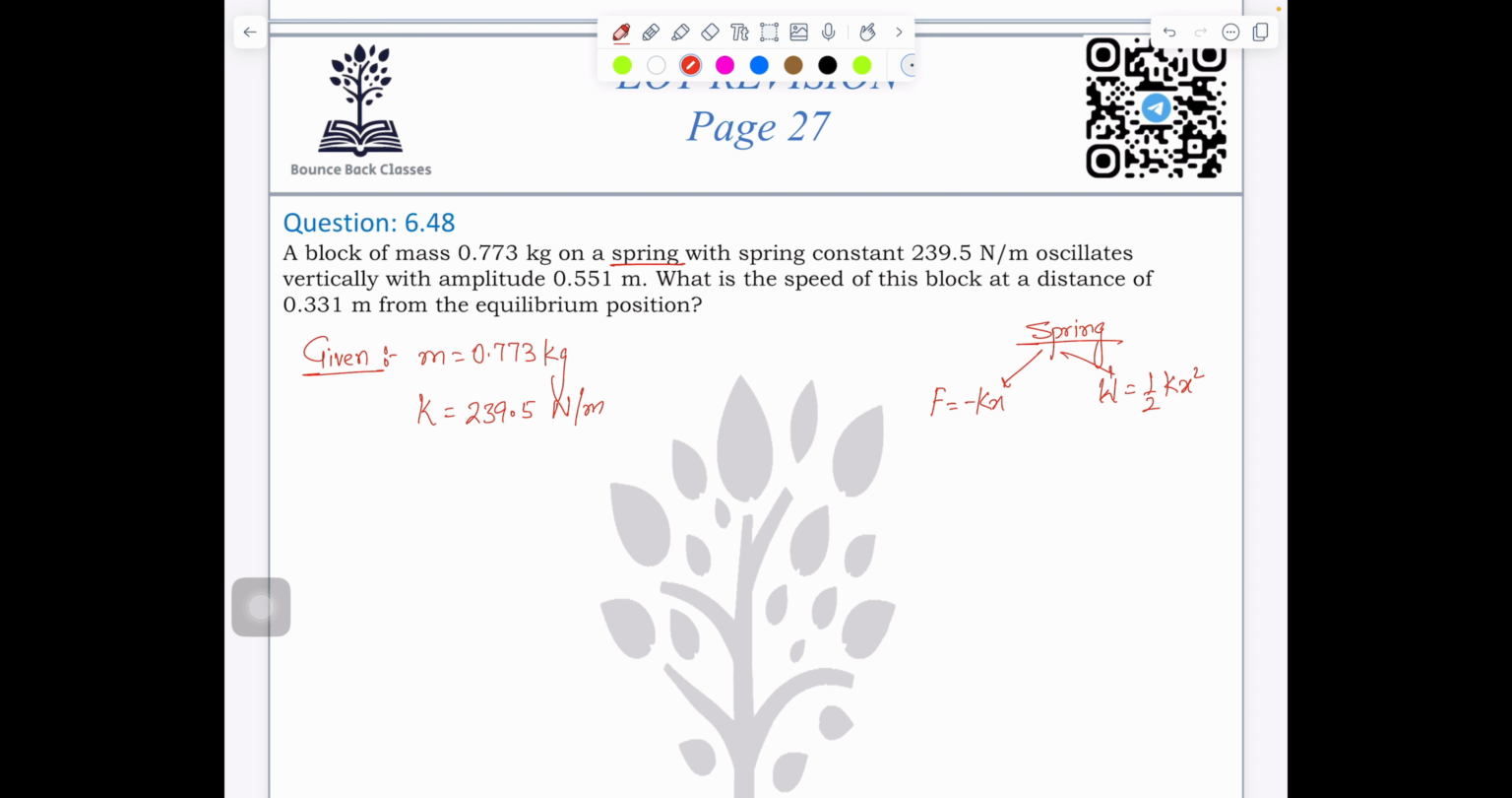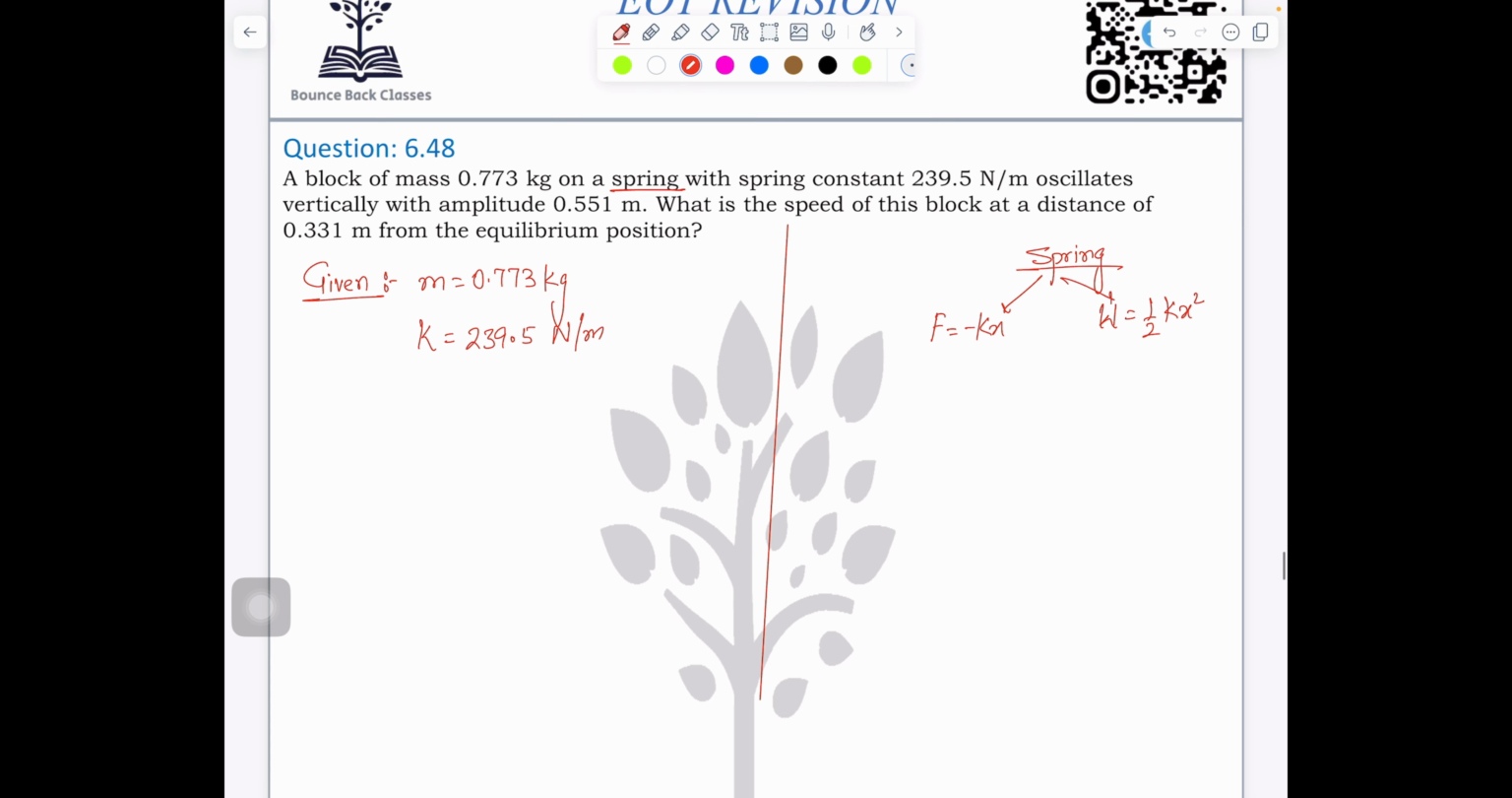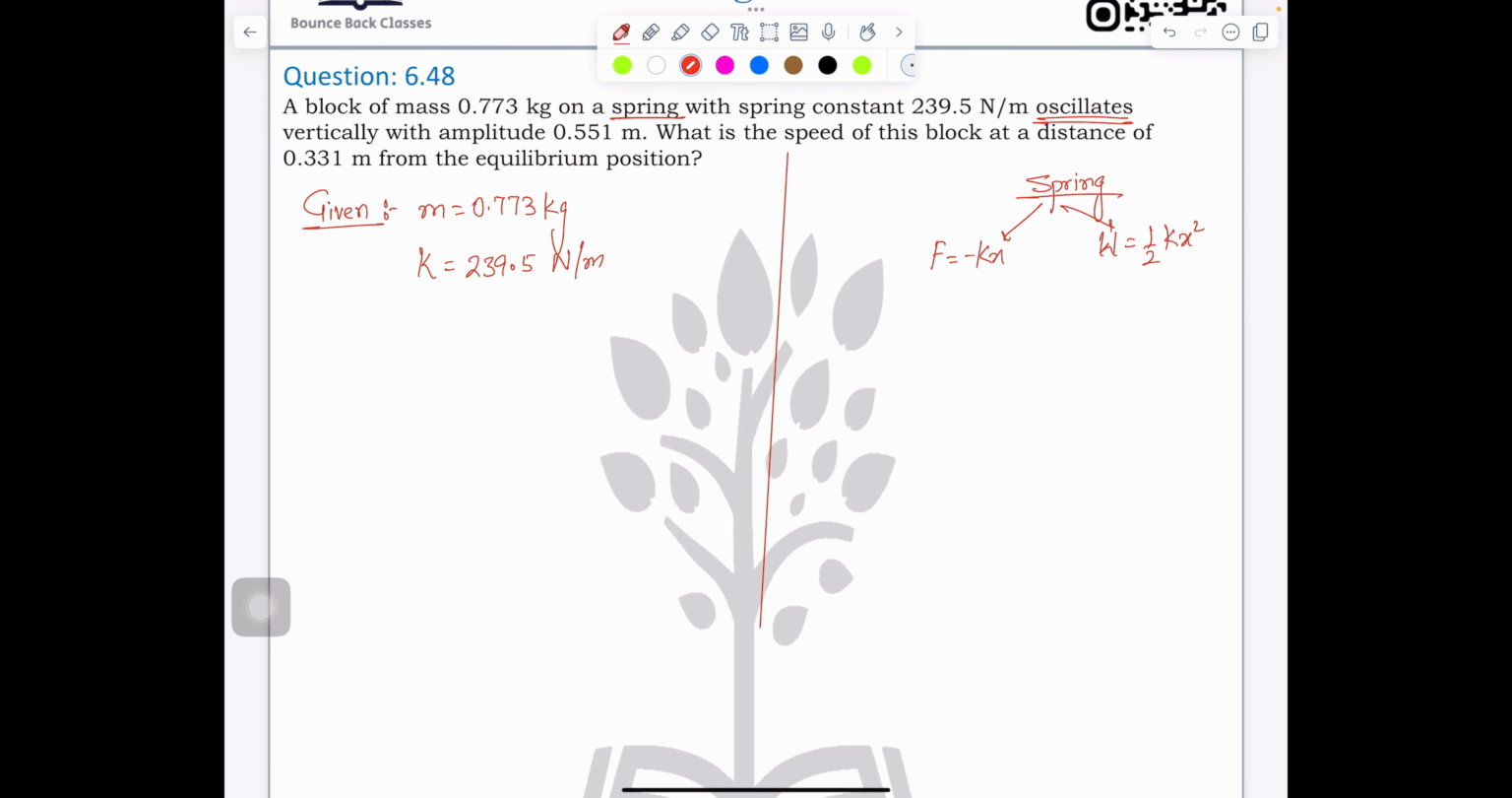Oscillates. This is the second point you need to focus on. Oscillates means it is like a pendulum; it will move like this. Here you need to focus on a few points. This is the length L, or the amplitude, and the motion it is taking is your x. Oscillates vertically with the amplitude A equal to 0.551 meters. No need to solve.